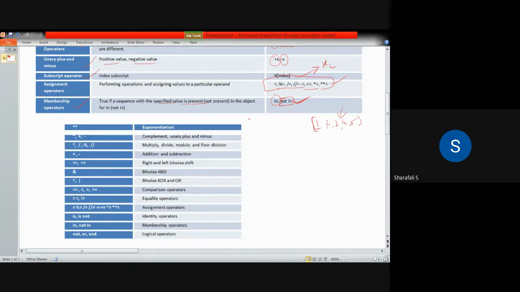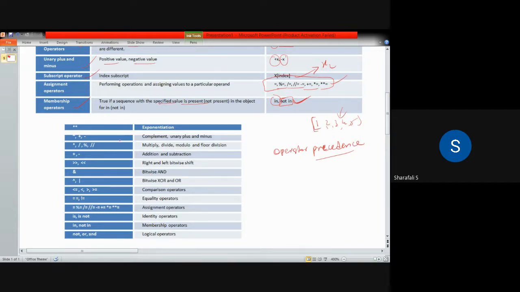Okay, and this priority we call precedence. We can write here: operator precedence. Operator precedence means which operator or which operation we have to consider first if you have multiple operations in the same line or same instruction. Okay, I will explain examples later.